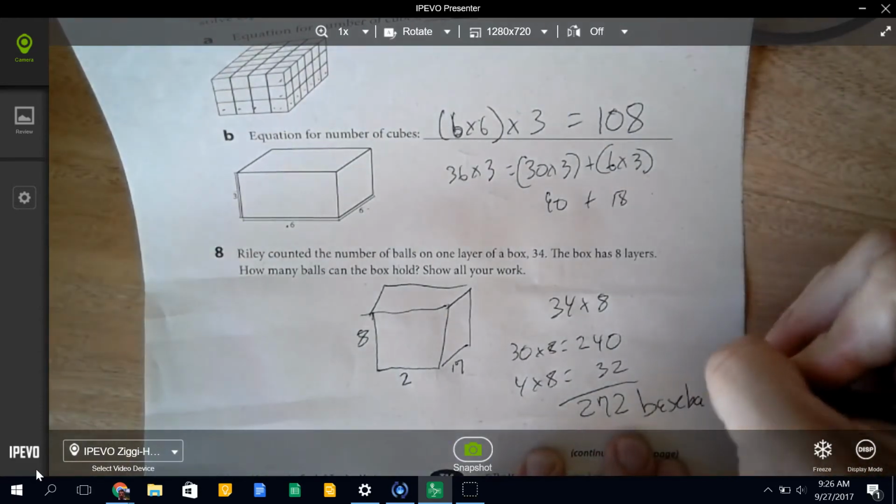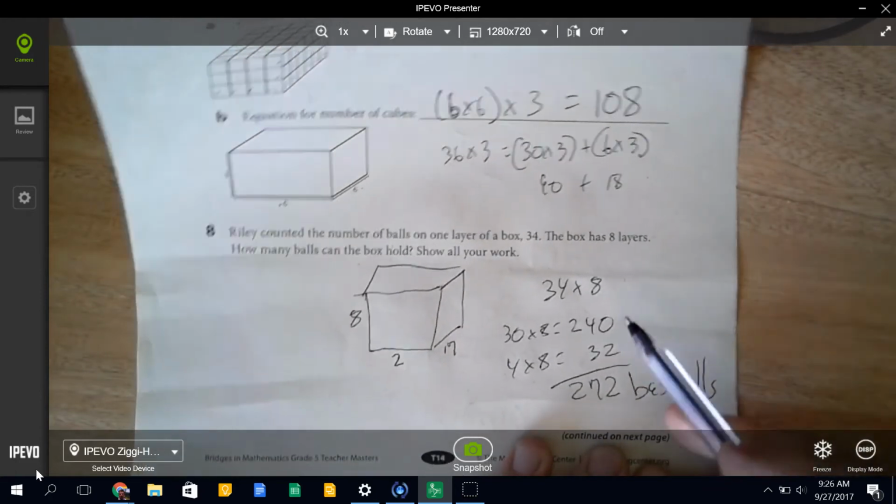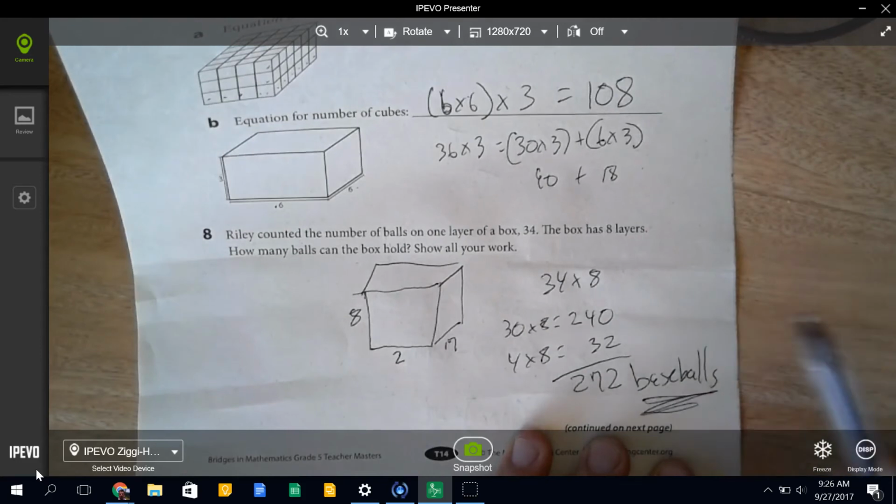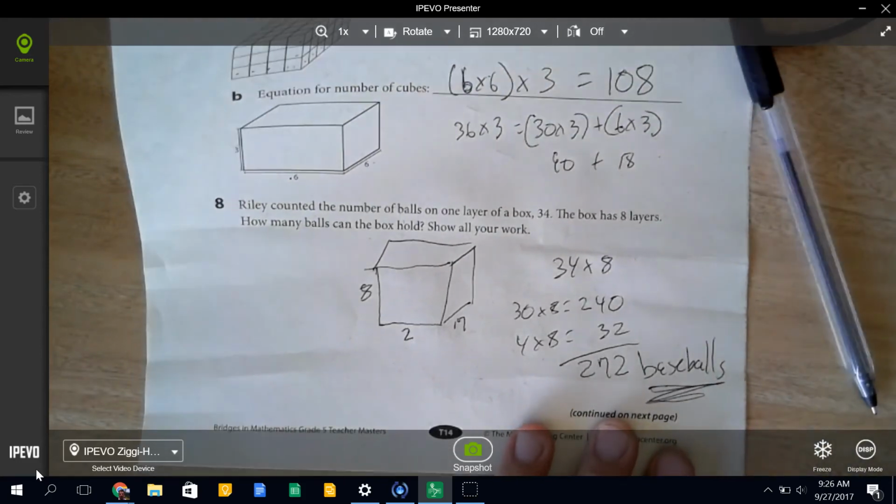Baseballs. So some of you do not like writing the actual thing that you need to. Whenever we do word problems, you have to have a unit. You have to have a unit.